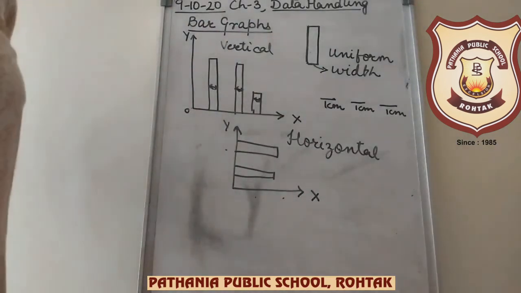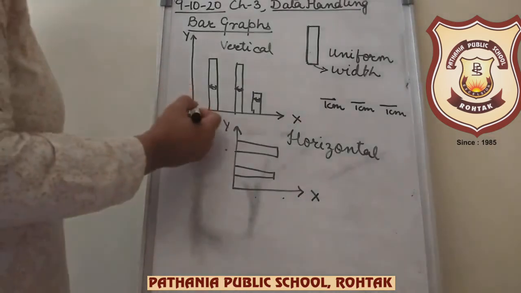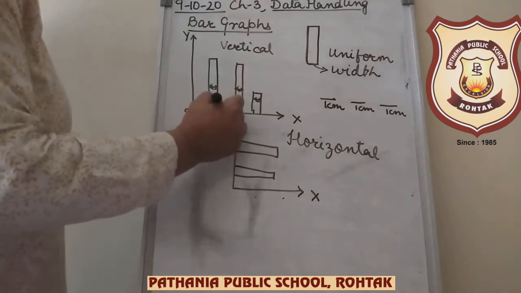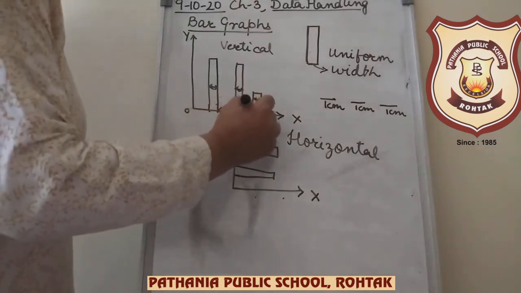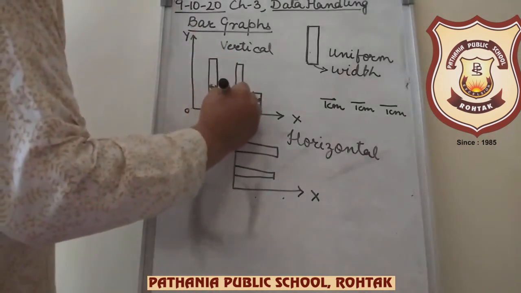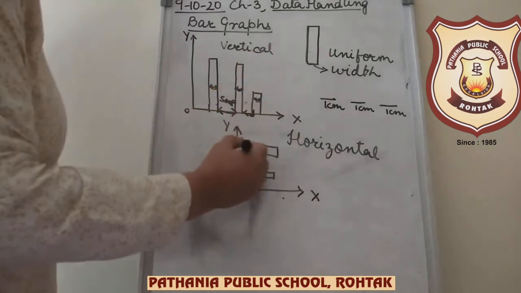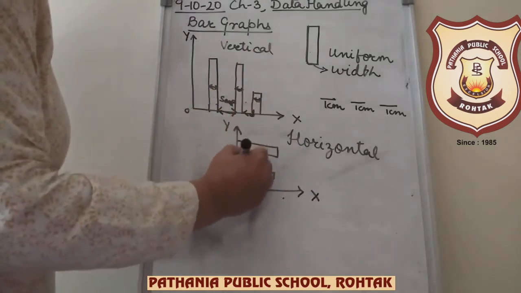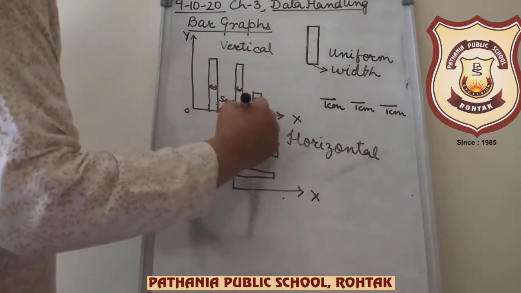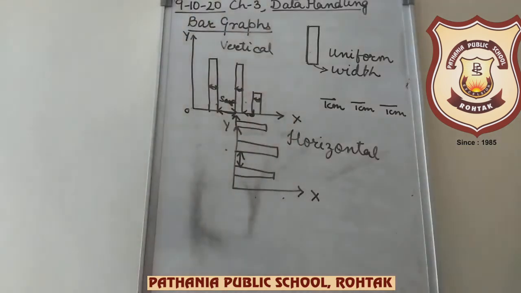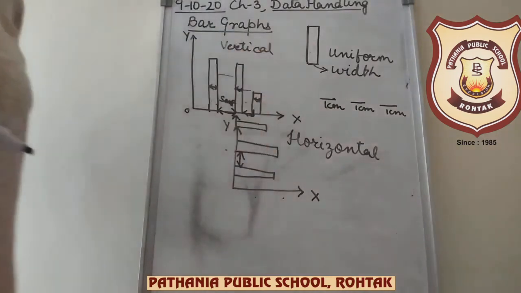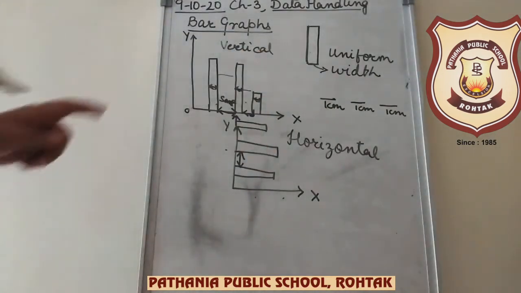And a very important thing, this is one bar, the gap between the bars also has to be equal. It should be the same between these two, and if I have to draw the third one, the gap has to be the same. Clear? If these gaps are different, then it is going to be wrong.